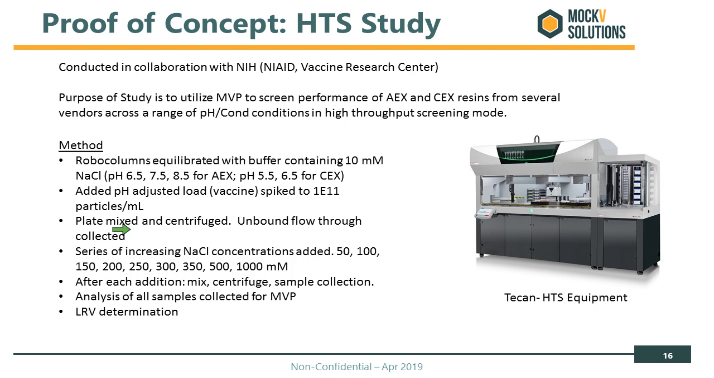We collected the unbound flow-through from the centrifugation and then hit the robocolumns with a series of increasing ionic strength concentrations. After the addition of each, we mixed and centrifuged and collected the samples. At the end, we analyzed all the samples collected for MVP concentration, and from there, we were able to determine LRV.